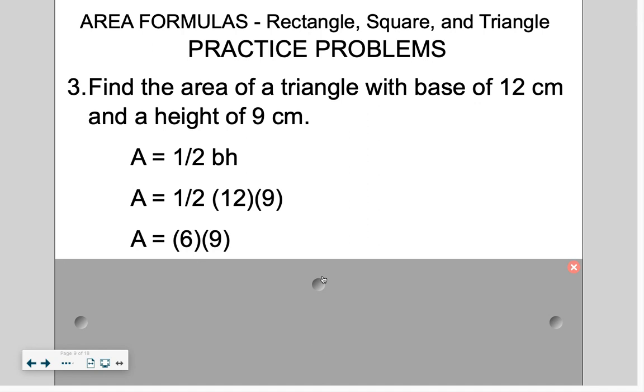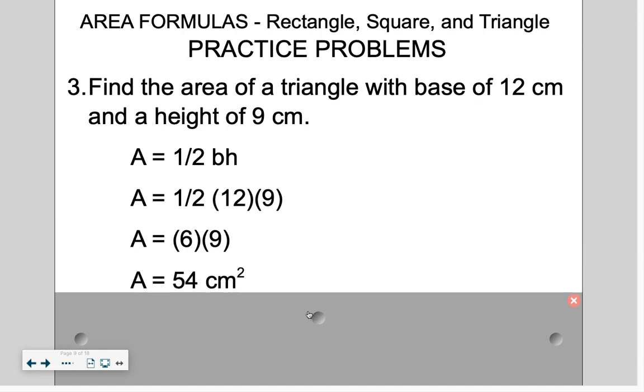So half of 12 is 6, and then 6 times 9 would get us our final answer of 54 square centimeters. Feel free to type this all in one step if you'd like, and you do what makes sense for you. This can be typed all at once, and it should get you that same value.